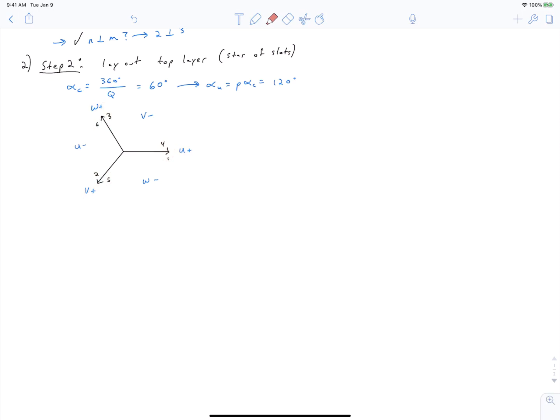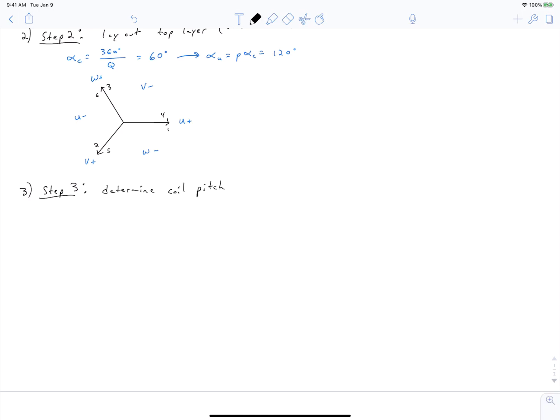What you notice here is that in this star of slots, we have no coil sides assigned to phase U, V, and W coming out of the page. And that's okay because this is a double layer winding, and we know that the coil is going to span over to the bottom layer, so the return path for these coils is going to be in the bottom layer. And so in step 3, we need to determine the appropriate pitch for our coil. Why don't you go ahead and try this on your own, and then you can see me do it and what I propose for the coil pitch. So press pause and press play when you're ready to watch me do it.